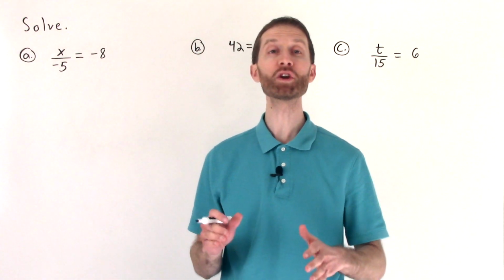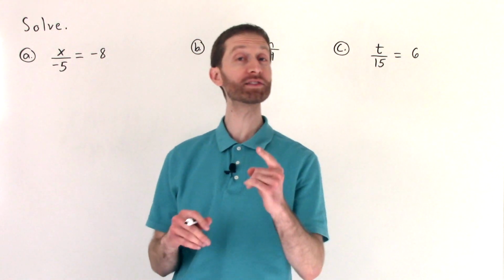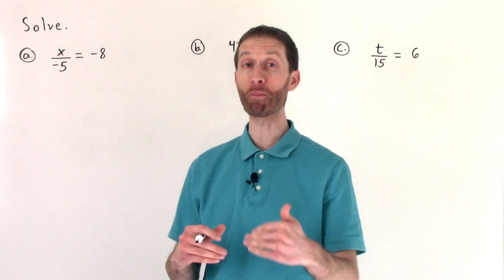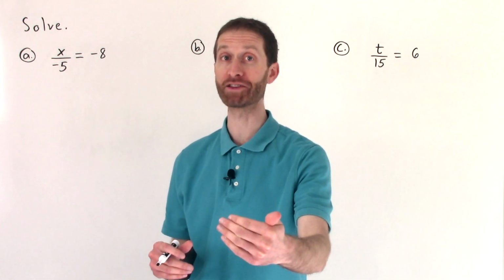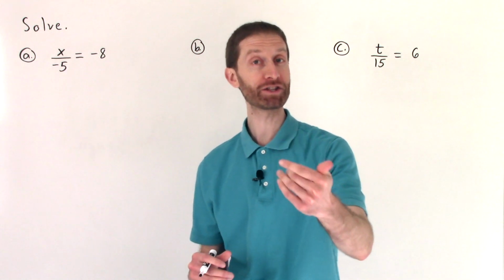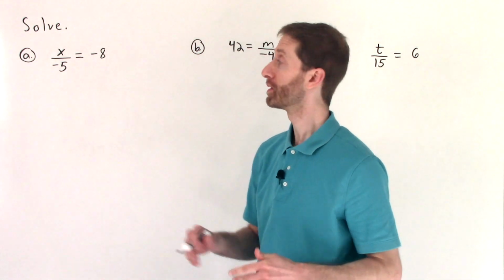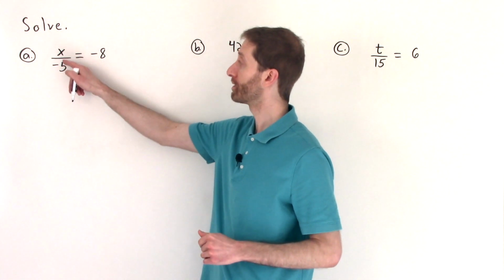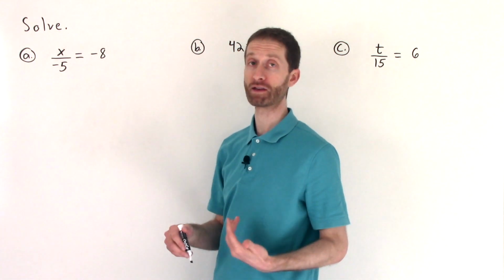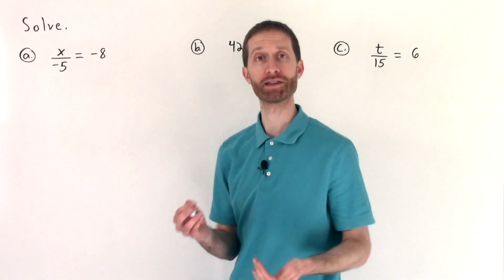In this video, we are going to go over how to solve one-step equations involving the multiplication of both sides of the equation by integers. Let's rock and roll. In letter A, we've got the problem to solve x divided by -5 equals -8, or the quotient of x and -5 is -8.